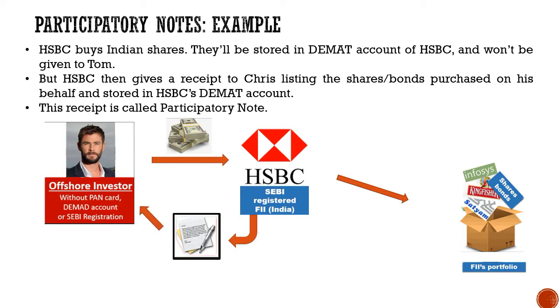This receipt is called the participatory note. So when an offshore investor wants to invest in India but does not want to open a PAN card or a demat account, or register under SEBI, he approaches a middleman, that is the FII, who is already registered in India. They buy shares on behalf of the investor and they issue a receipt. That receipt is nothing but the P note, or the participatory note.